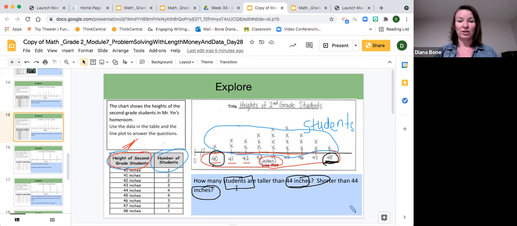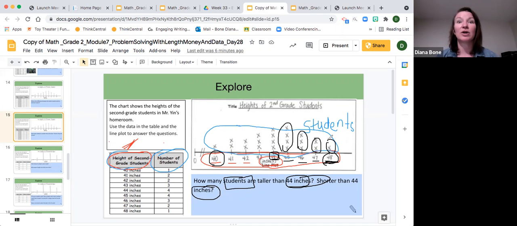Now for this question, here's my 44 inches, but how many students are taller? So I'm not going to be going over here counting 45, 46, because 45 and 46 don't represent students. They represent inches, and this question isn't asking me about inches. This question is asking me about students. So I'm going to be counting all the students that are taller than 44 inches.